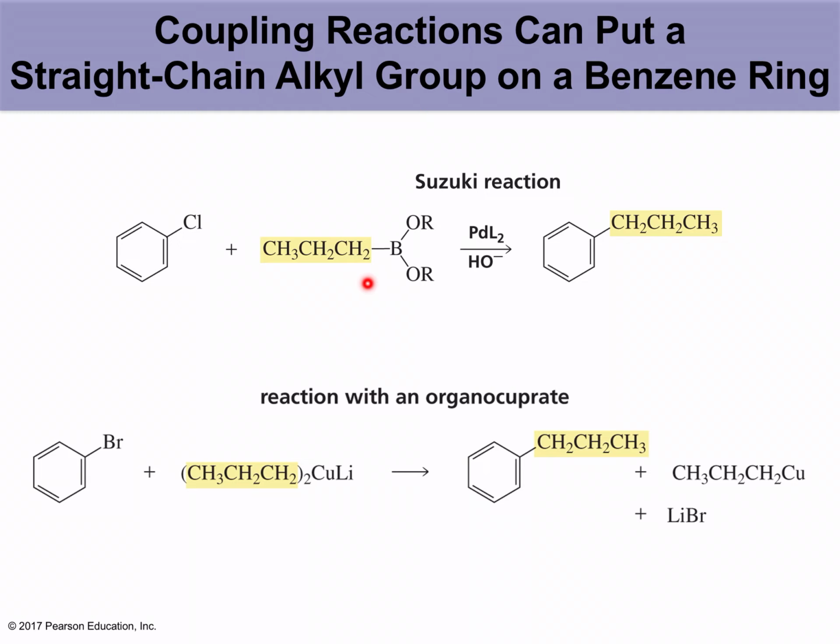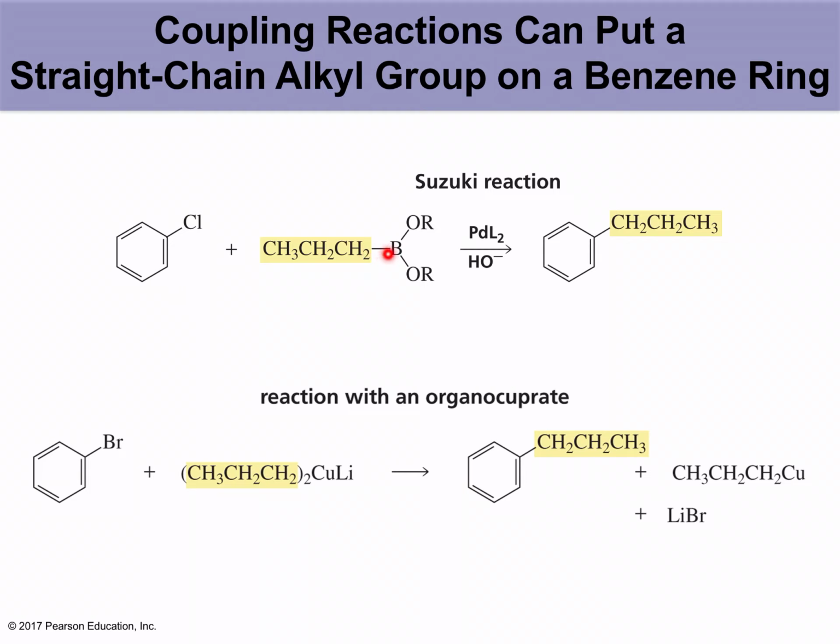So there are several of these reactions. This is called the Suzuki reaction. So what do we use for the Suzuki reaction? You use your chlorobenzene. It's not just benzene. You have to use some kind of halobenzene, halogenated benzene. And then we use the organometallic compound containing the alkyl group that you want to add onto the benzene ring.